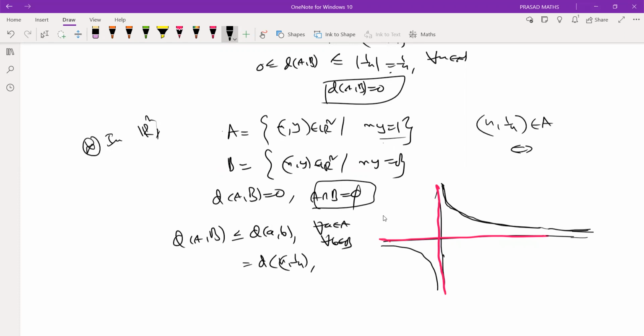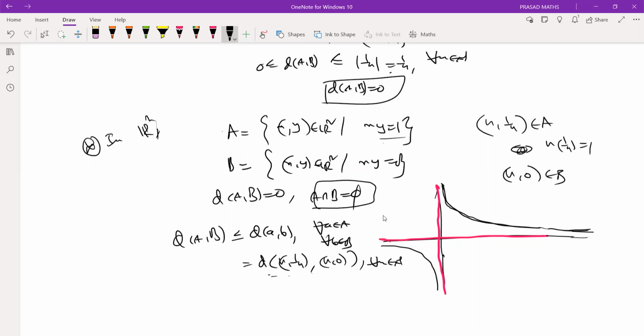Because actually n into 1 by n is 1. Therefore, this is my point in A set. What is my point in B? You can take n comma 0. This is in B, right? So n comma 0, which is in B. This is true for every n.